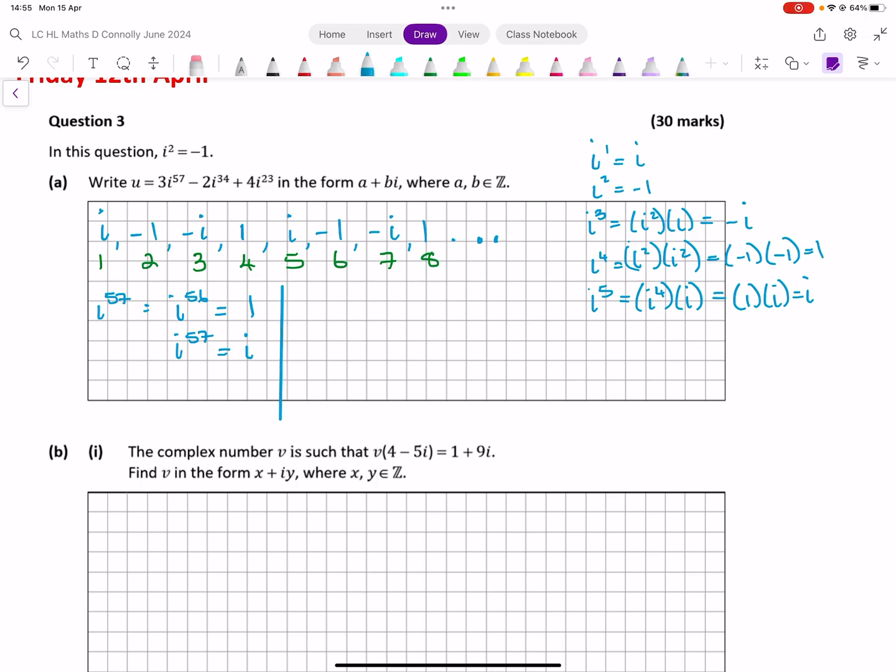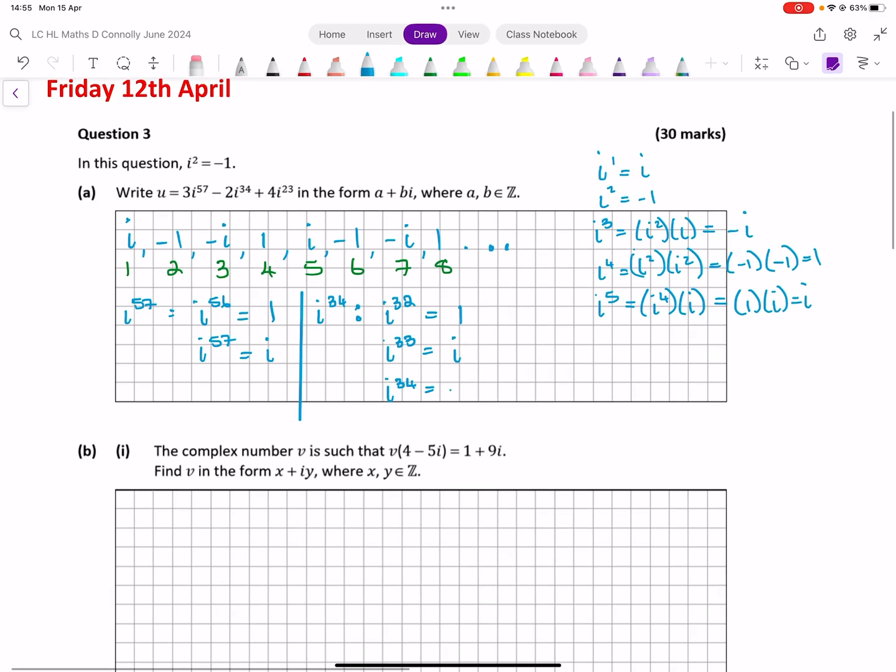Right, the next one is i to the 34. So again, let's figure out where it falls in the 4 times tables. 4 8s. So i to the 32 is a multiple of 4, which means it's 1. So then i to the 33 is whatever comes after 1 in the pattern, which is i. So then i to the 34 is whatever comes after i, which is -1.